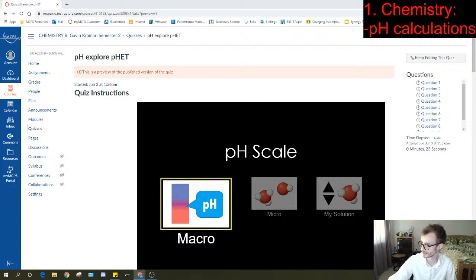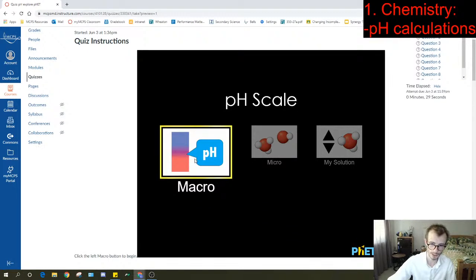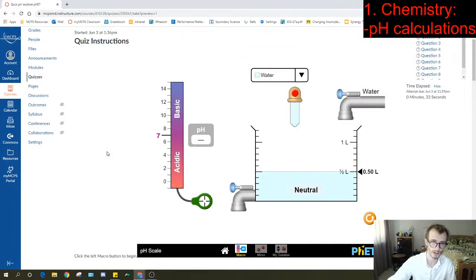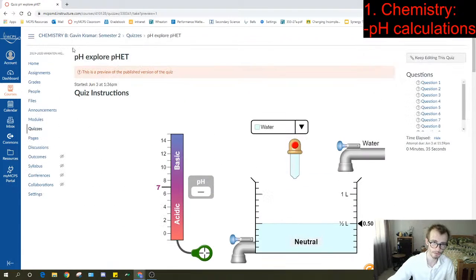Let's see if there's anyone in the... No comments in the chat at the moment. Okay, so you come in here, click on macro. If this embedded link doesn't work, you can probably Google this and it will come up. But the embedded one should work. You might have to accept Flash Player.